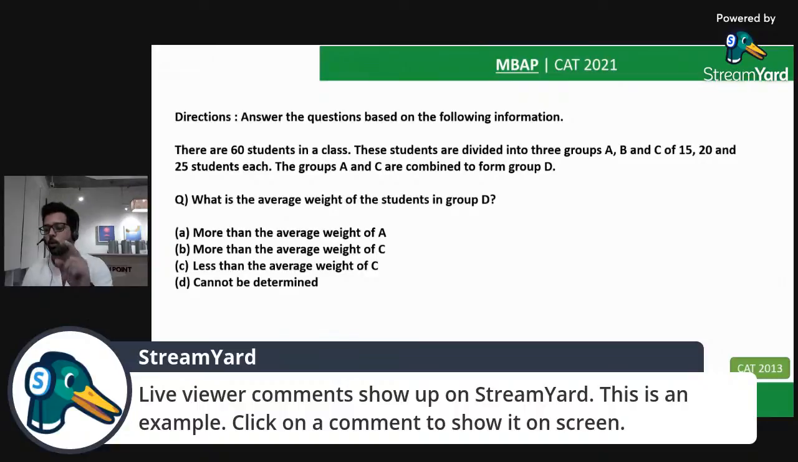Hence, you will mark option number D to be the final answer. The answer for this question would be cannot be determined.